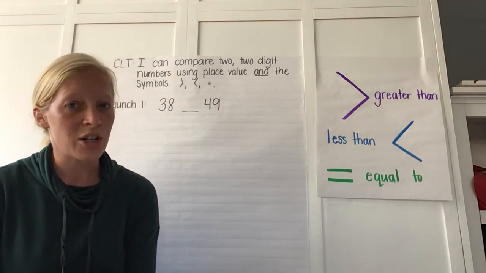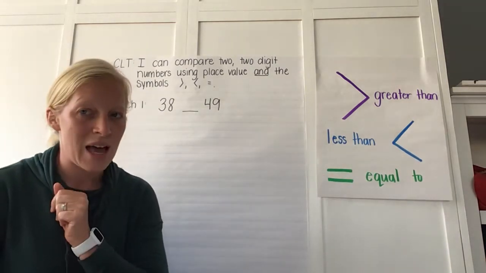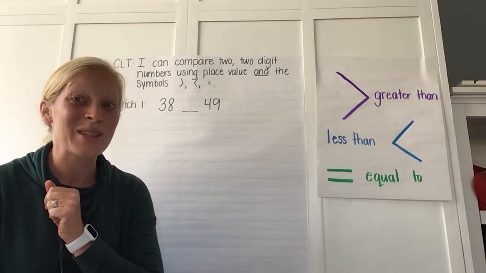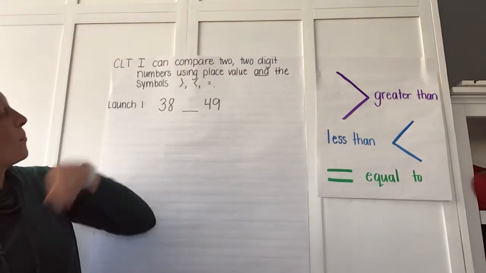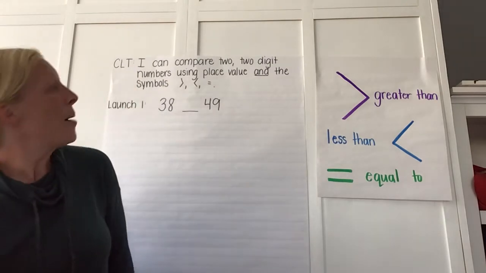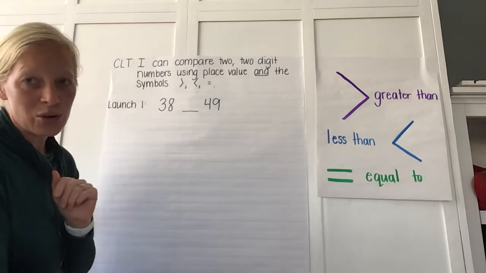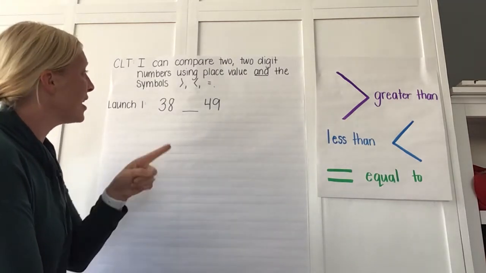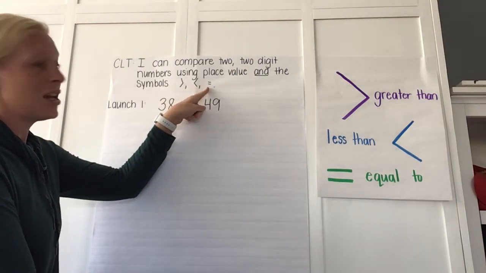So we're going to get our targets ready and then we'll review what we already know and use that information to help us do something new. Let's get those targets ready. I can compare two two-digit numbers using place value and the symbols greater than, less than, and equal to.